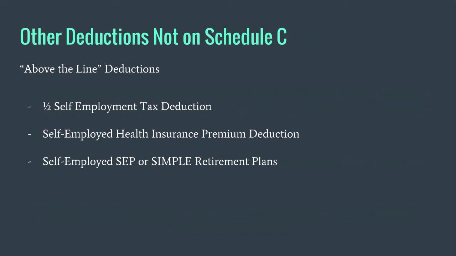And the last one is the self-employed SEP or SIMPLE retirement plans. So these are retirement plans specifically set up for self-employed people. They're different from an IRA. They're different from a 401k. So this is something you want to talk to an investment planner or a financial planner to help you determine. But the money that you do put into those plans once they are established is a deduction on your 1040.